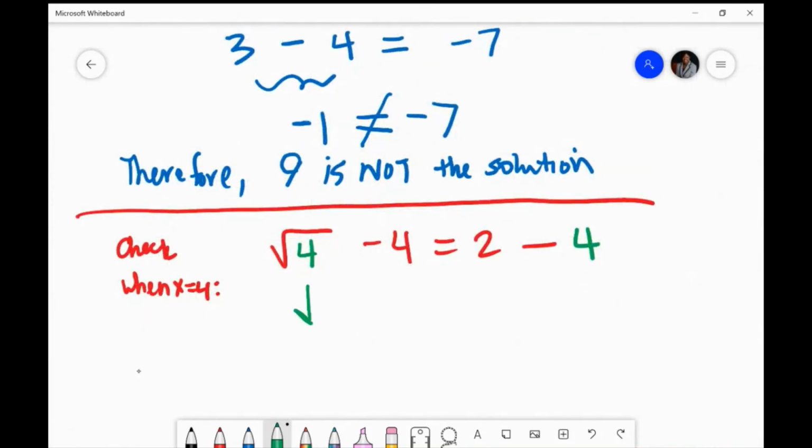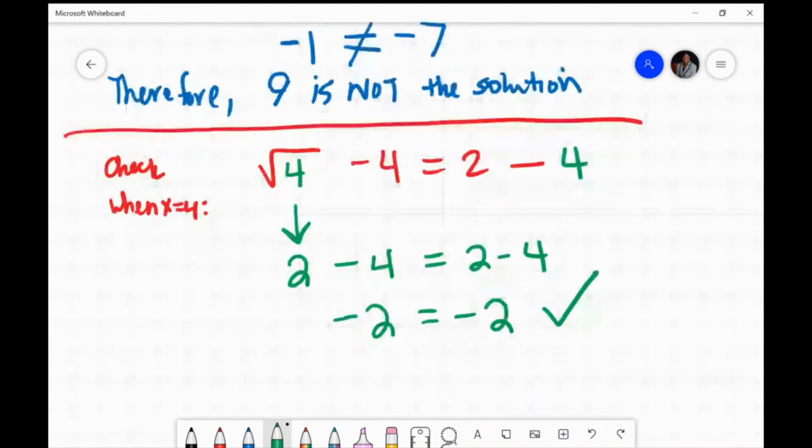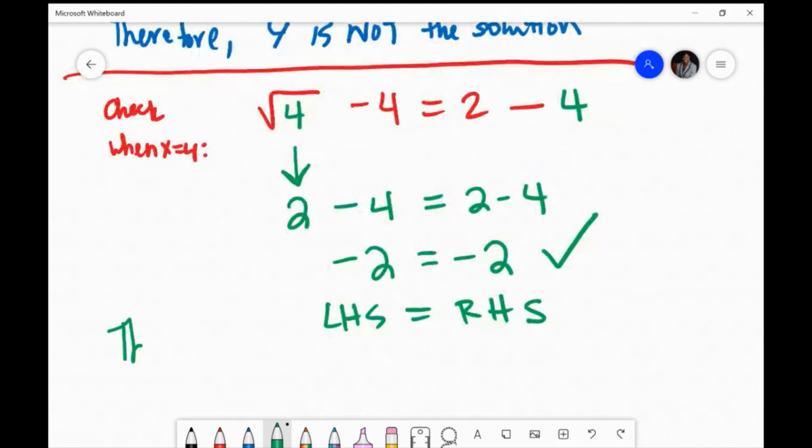What's the square root of 4? 2. So 2 minus 4 equals 2 minus 4. Already I can see they equal each other, because 2 minus 4 does equal 2 minus 4. Both sides, the left-hand side equals the right-hand side. Therefore, what can we conclude about x equals 4?